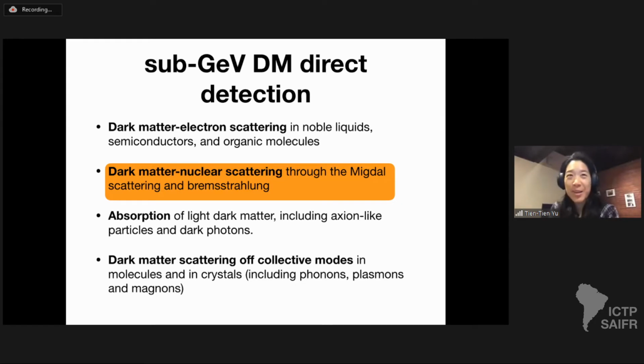Okay, so very quickly then, another way we can look for sub-GeV direct detection is through dark matter nuclear scattering. So the traditional searches were looking for dark matter nuclear scattering, and I said you couldn't look for sub-GeV dark matter in this way because the amount of energy transfer was too small. And it's still true, the recoil energy of the nucleus is still small, but you can look for secondary processes such as Migdal scattering and Bremsstrahlung.